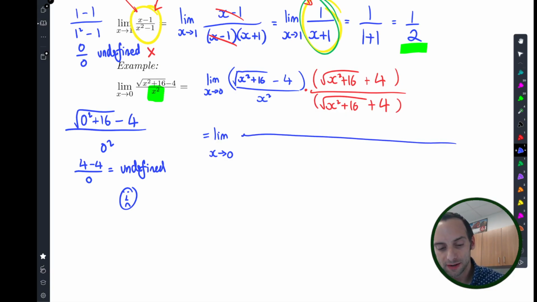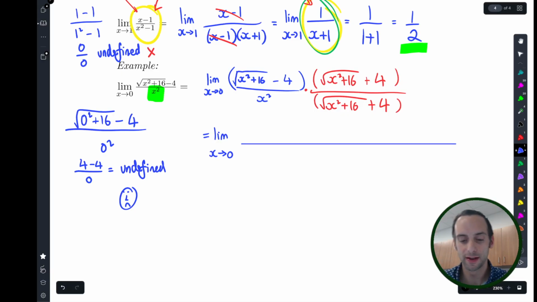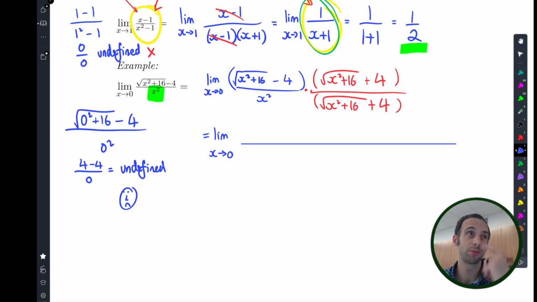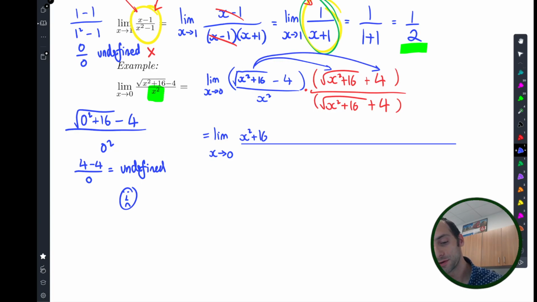All right, strap in and get ready for algebra. If we FOIL out these two parentheses on top, square root times square root should give us x squared plus 16. You can do that algebra check yourself. Okay. We will then get plus 4 square roots. So 4 of these square roots, x squared plus 16. We'll get minus 4 of these square roots. You can probably see what's going to happen already. And then finally, we'll have a minus 16 on top.